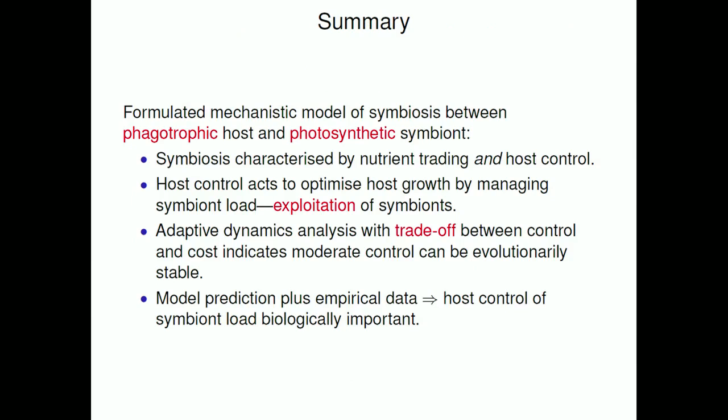So we've got this mechanistic model based on the nutrient trading, and we have argued that it's both nutrient trading and host control that characterizes the symbiosis. The host control optimizes host growth by controlling its symbiont load, so it's exploitation of symbionts. And this adaptive dynamics analysis that I touched on at the end indicates that it can be evolutionarily stable at the cost of increasing the cost of symbiosis. And this model prediction, along with the empirical data, implies that the host control is biologically important.